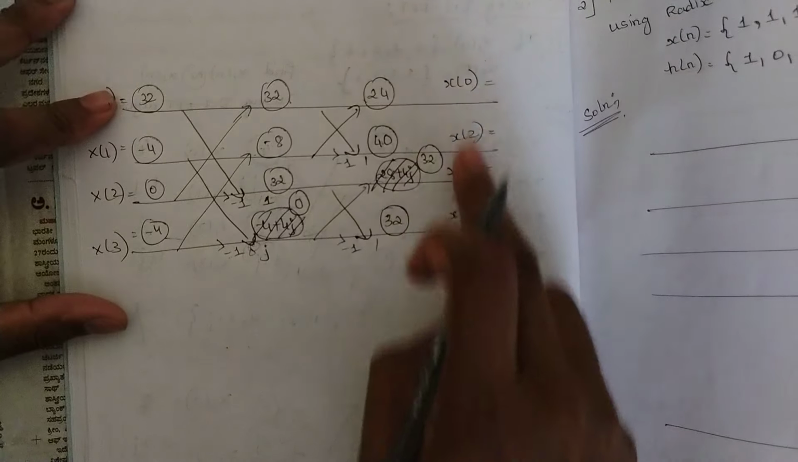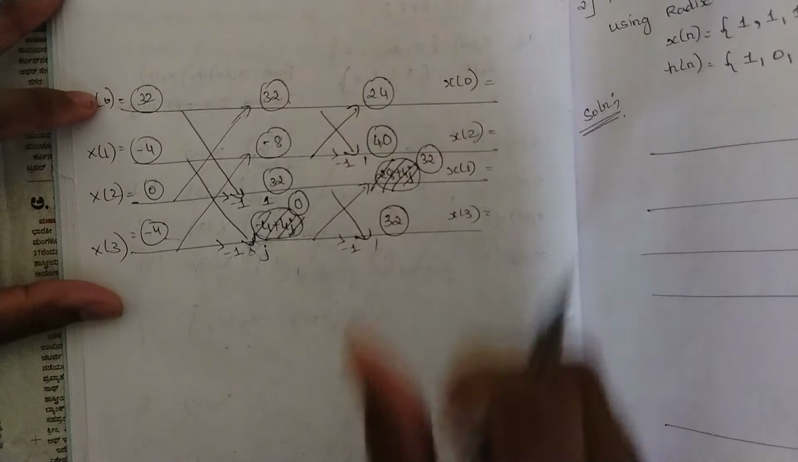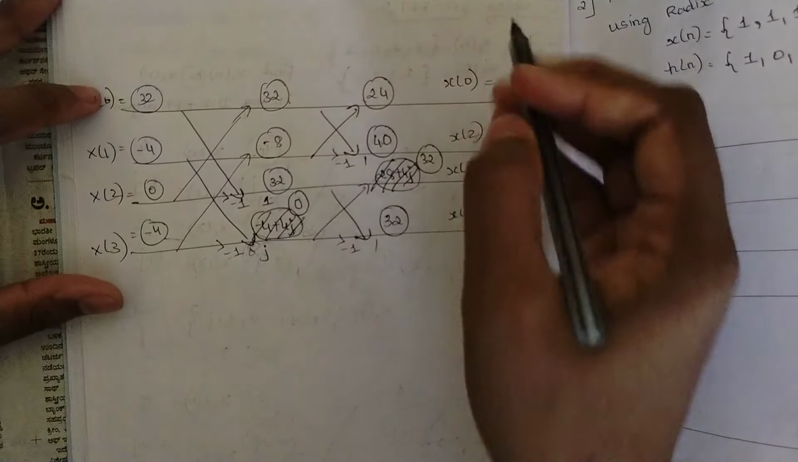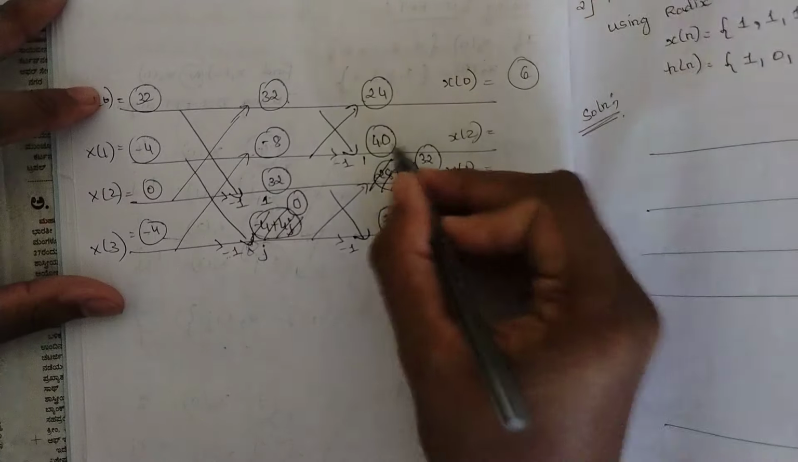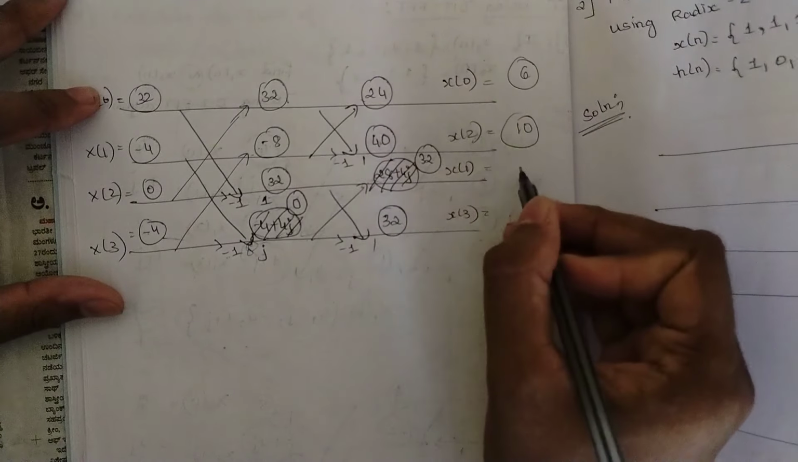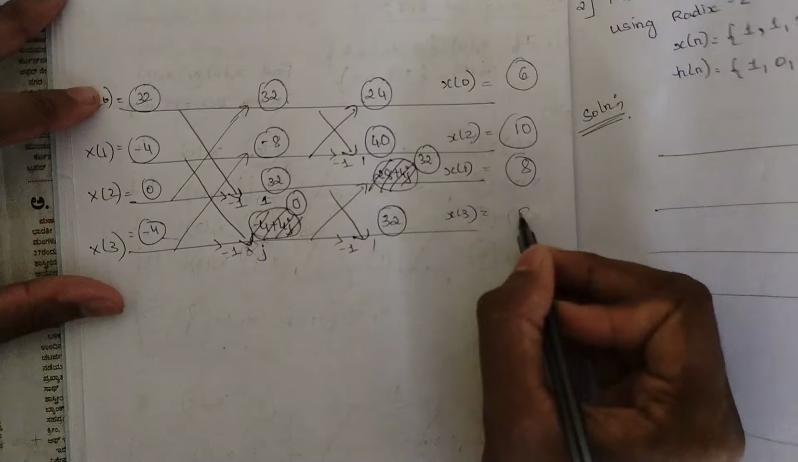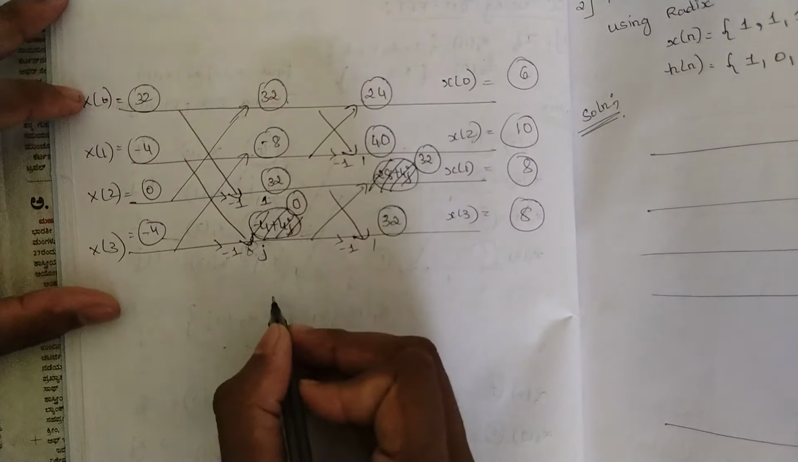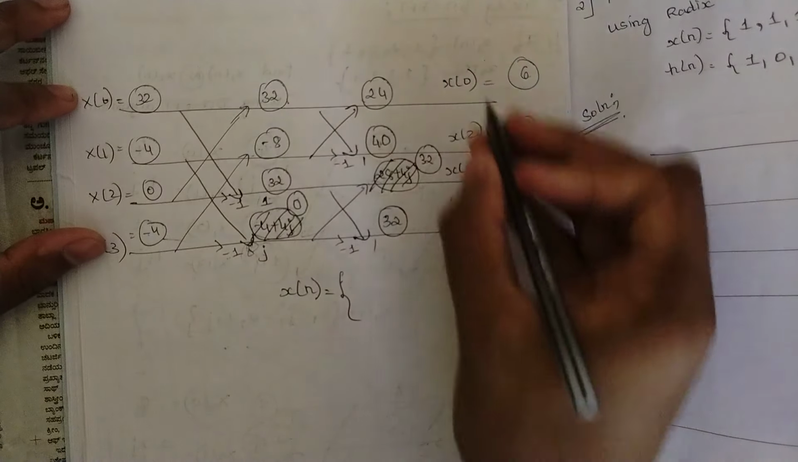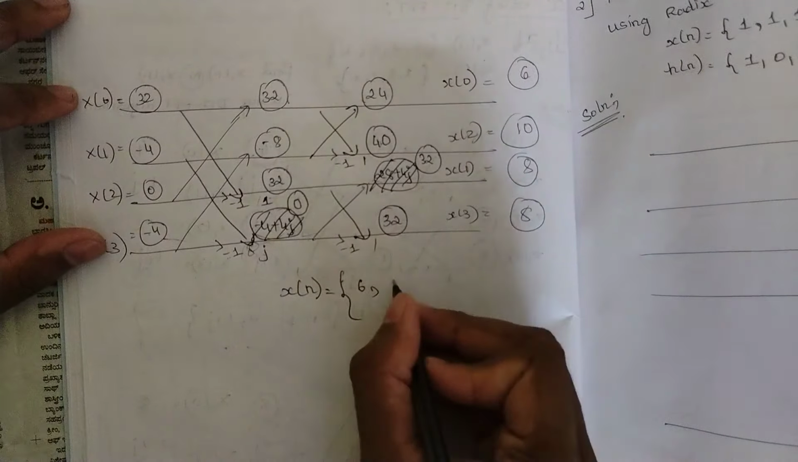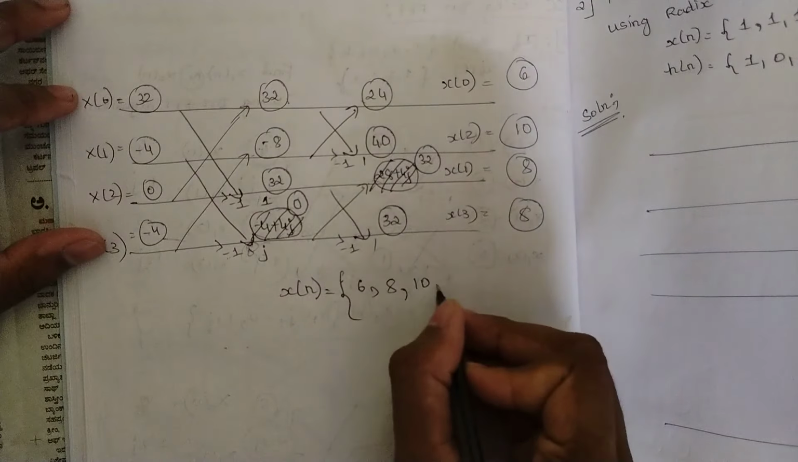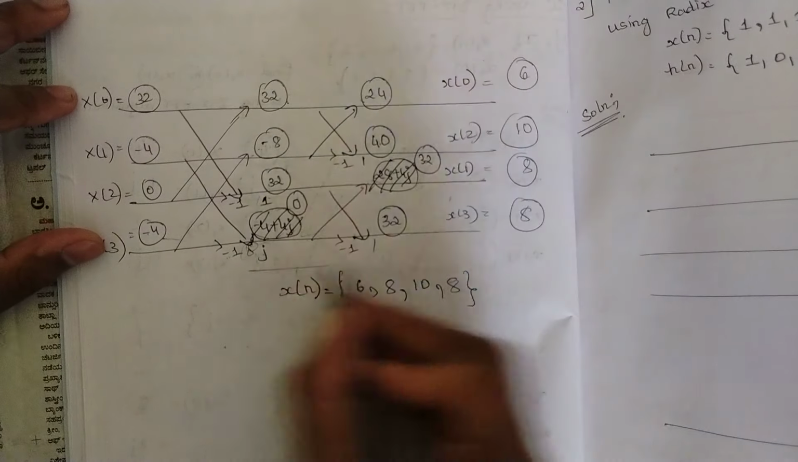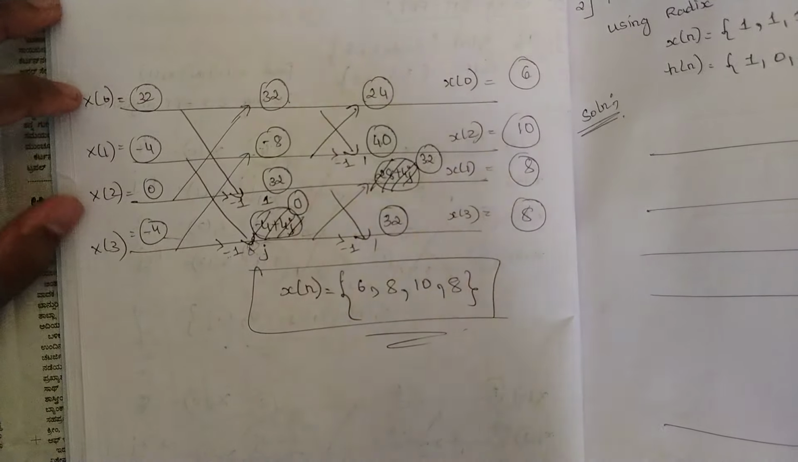Now here we should be dividing by 4, not 8, because this is a 4-point IDFT, right? So now 24 by 4 is 6, 40 by 4 is 10, 32 by 4 is 8, 32 by 4 is 8. So our final answer, x of n: x of 0 is 6, x of 1 is 8, x of 2 is 10, x of 3 is 8. So this is our final answer of the circular convolution.